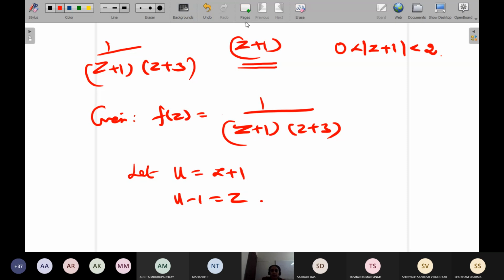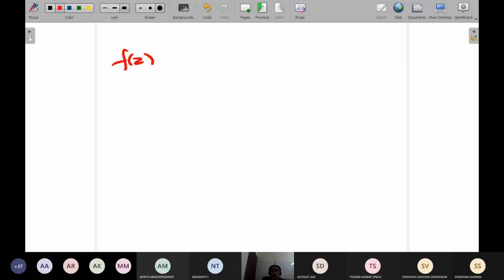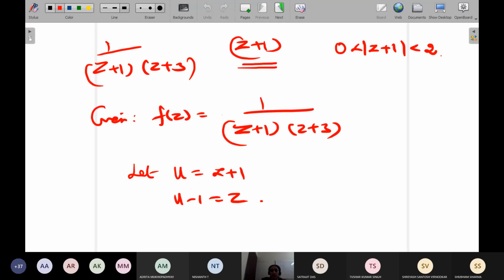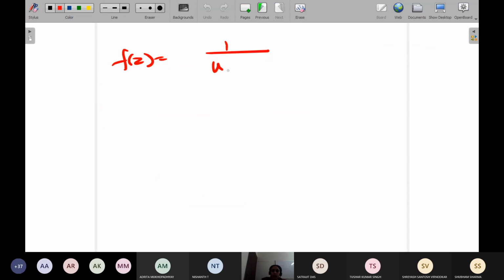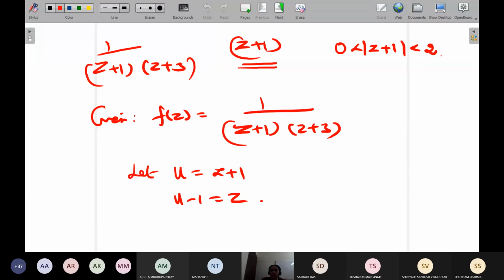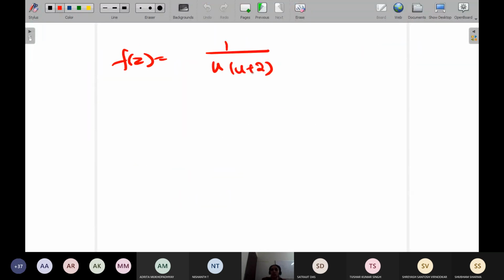So this will become f of z is equal to 1 by u. In the place of z, you'll write u minus 1, so plus 1 minus 1 will get cancelled. Similarly, if you write u minus 1, you will get u plus 2. And what about your region? Your region will also change to 0 less than mod u less than 2.